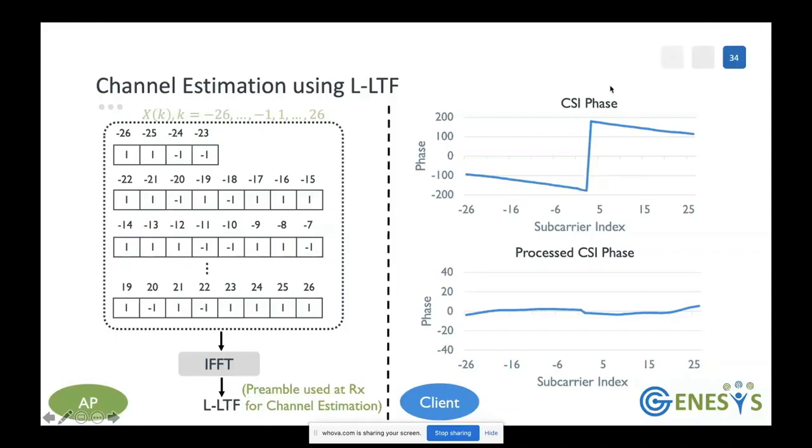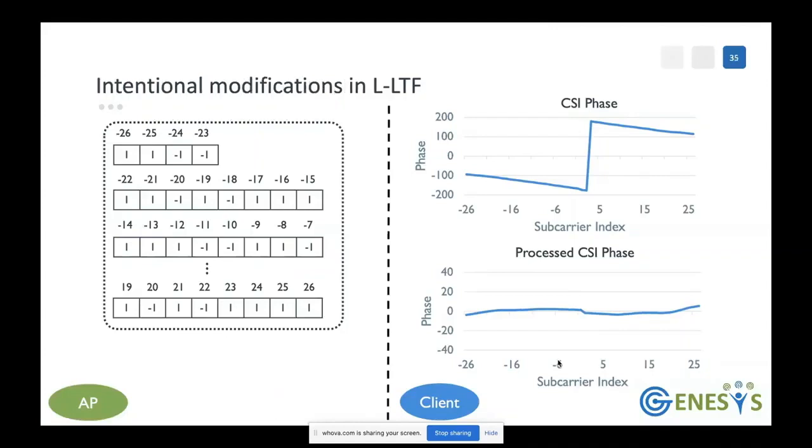As we have seen on the right-hand side, the client has plotted this CSI. On the right-hand side, we have the CSI phase information, and on the bottom, we have the processed CSI phase, and these processes include unwrapping and detrending operations.